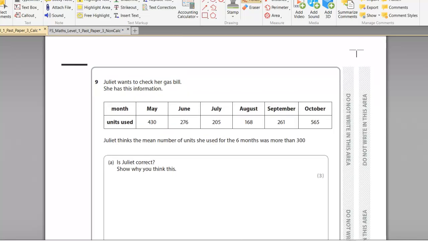Next question, Juliet wants to check her gas bill. She has this information. She thinks the mean number of units was more than 300. So to work out the mean, remember we have to add all the numbers together. And once we've added all the numbers together, we divide by how many numbers there are.